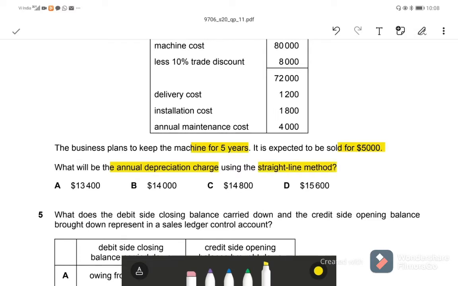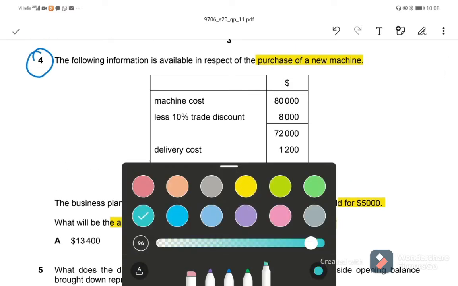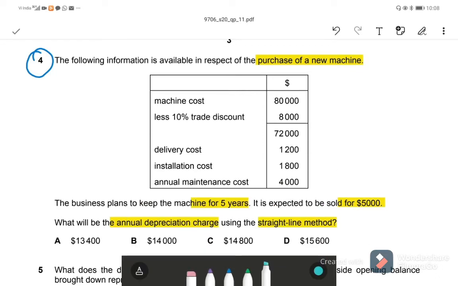Depreciation, we have already done the equation. Depreciation is equal to cost minus residual value divided by number of useful years. That means 5 years they intend to use the machine. So what is the cost of the machine? Cost of the machine is 80,000 minus 8,000. Cost is 72,000 plus delivery cost 1,200, then installation cost 1,800. This is the total cost of the machinery when the business purchased. Then annual maintenance cost is revenue expenditure, not capital expenditure, so we do not include it in the cost of the machine. So the total cost of the machine is 75,000.